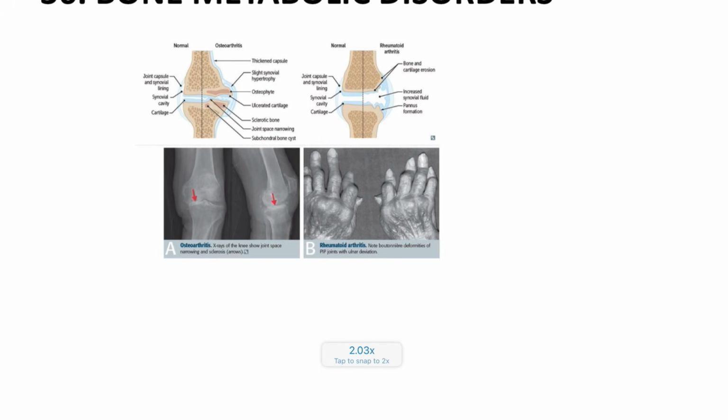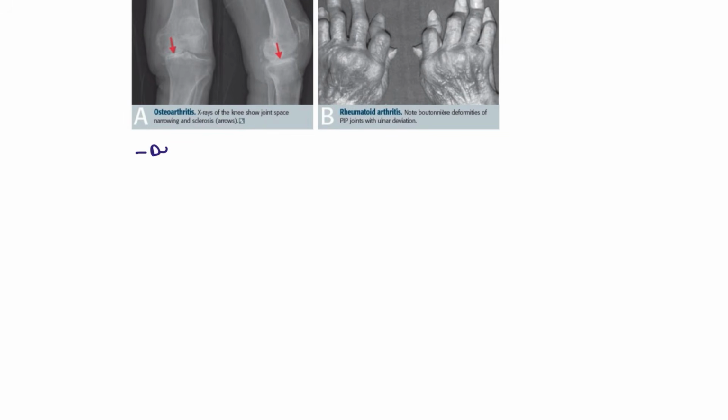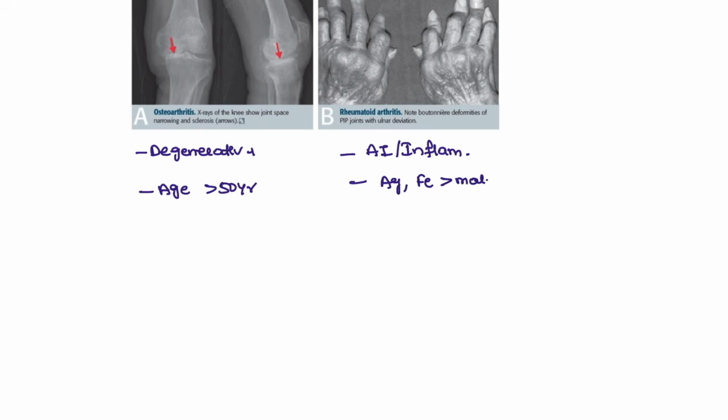Next, bone metabolic disorders. In the bone metabolic disorders, you can see conditions such as osteoarthritis and rheumatoid arthritis, right? These two conditions are presented here. Osteoarthritis is known as a degenerative condition. Rheumatoid arthritis is an autoimmune or inflammatory condition, and it is highly age specific, more than 50 years for osteoarthritis, while here it is also age specific, females more commonly than males, associated with less than 40 years.